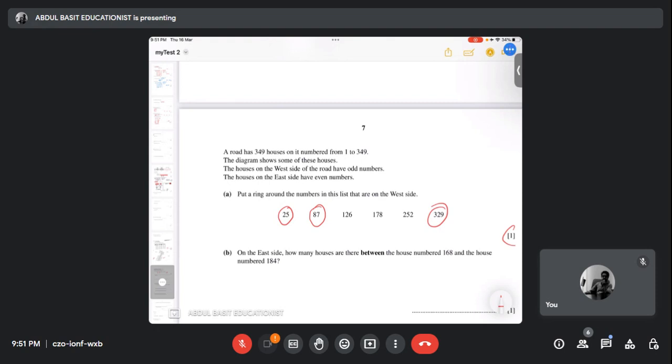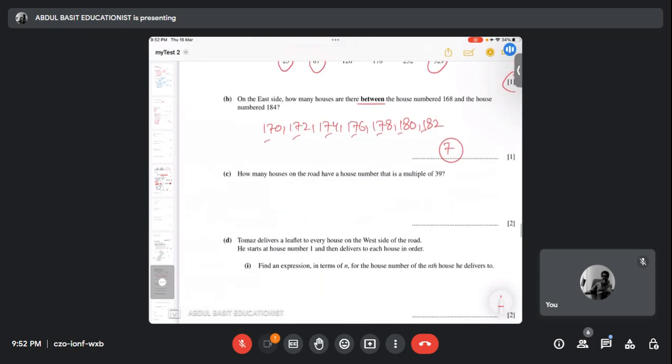Okay, now they say on the east side, how many houses are there between house number 168 and house number 184? That is the reason the examiner has blocked it between 168. So it's 170, 172, 174, 176, 178. 168 does not come between. 180 and 182. 184 also does not come. Count: 1 2 3 4 5 6 7. There are 7 houses. Is this clear, everybody?